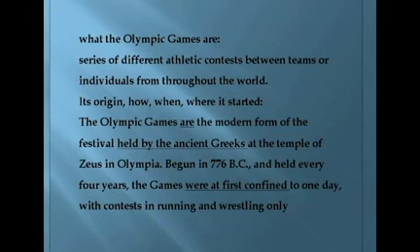In this passage, you will find that what the Olympic Games are: series of different athletic contests between teams or individuals from throughout the world. Its origin, how, when, where it started. The Olympic Games are the modern form of the festival held by the ancient Greeks at the Temple of Zeus in Olympia. Began in 776 BC and held every 4 years. The games were at first confined to one day, with contests in running and wrestling only.